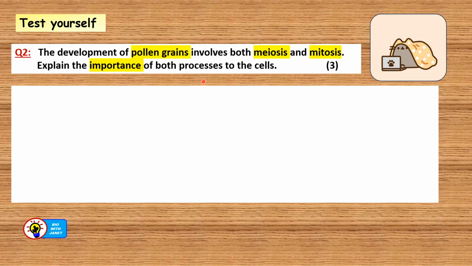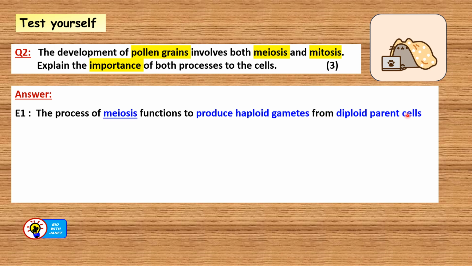Question 2. The development of pollen grains involves both meiosis and mitosis. So one process of meiosis and then one process of mitosis. Now explain the importance of both processes to yourselves. Why is it that in the formation of pollen grains there is meiosis and mitosis of the mother cells, the diploid mother cells? Now answer.